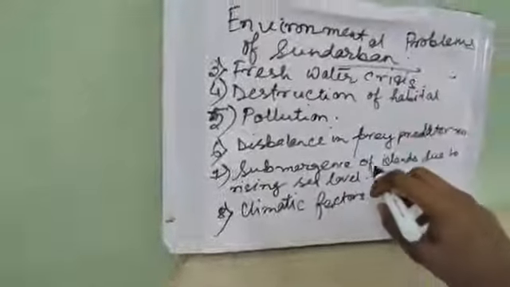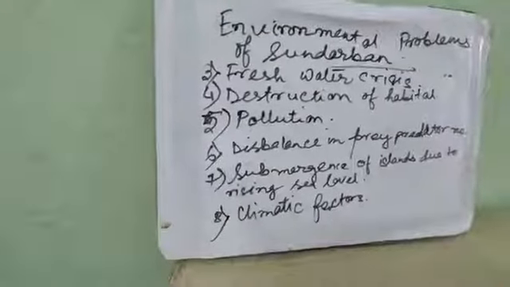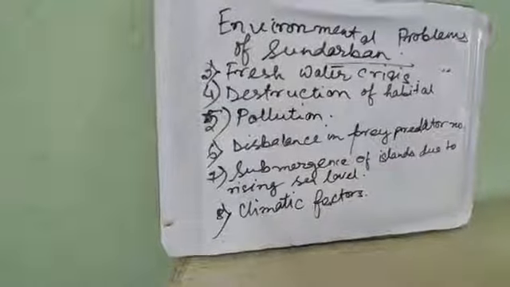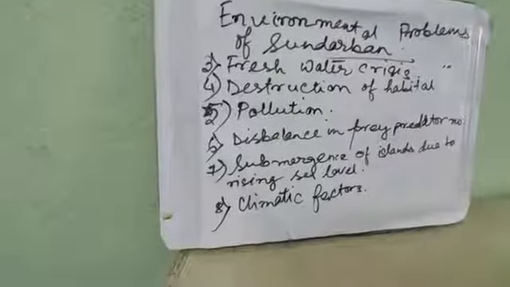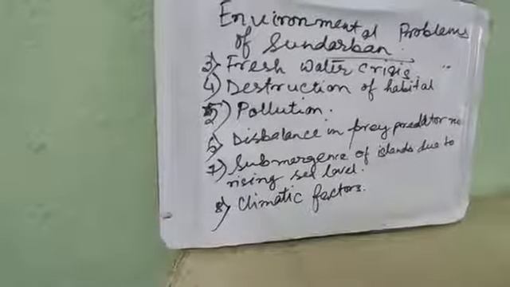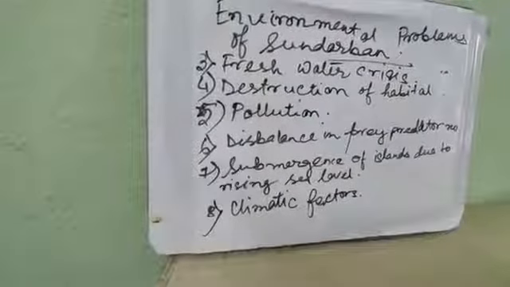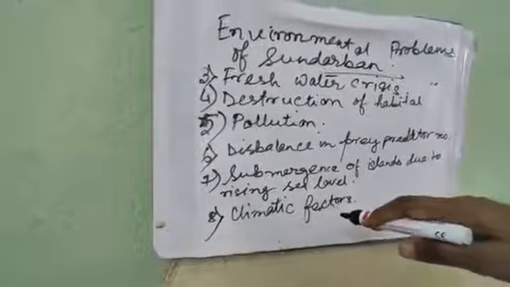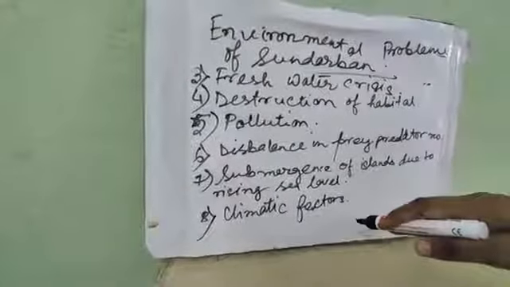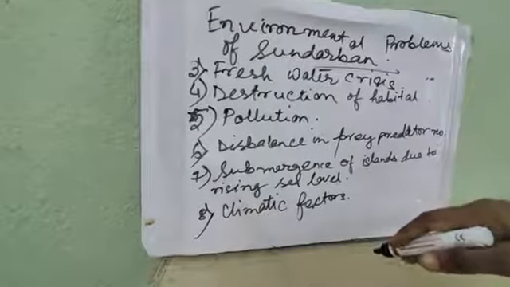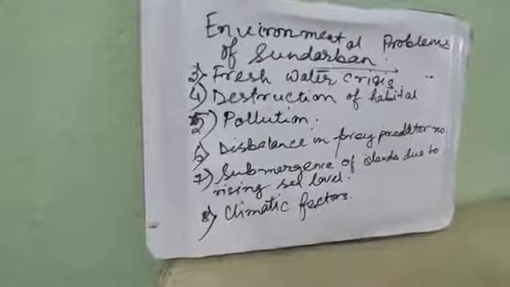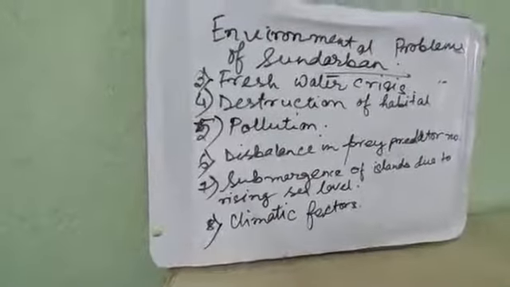Next is number 7, submergence of islands due to rising sea level. Obviously, as the sea level rises, what happens? The islands are submerged, which has a worst effect on human beings. Next is climatic factors. Various natural disasters like cyclone, flood, etc. All these affect the mangrove system highly.